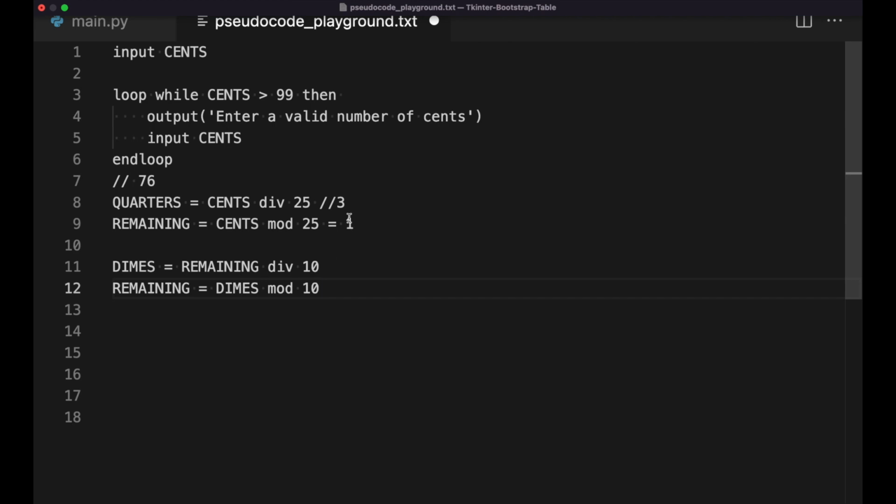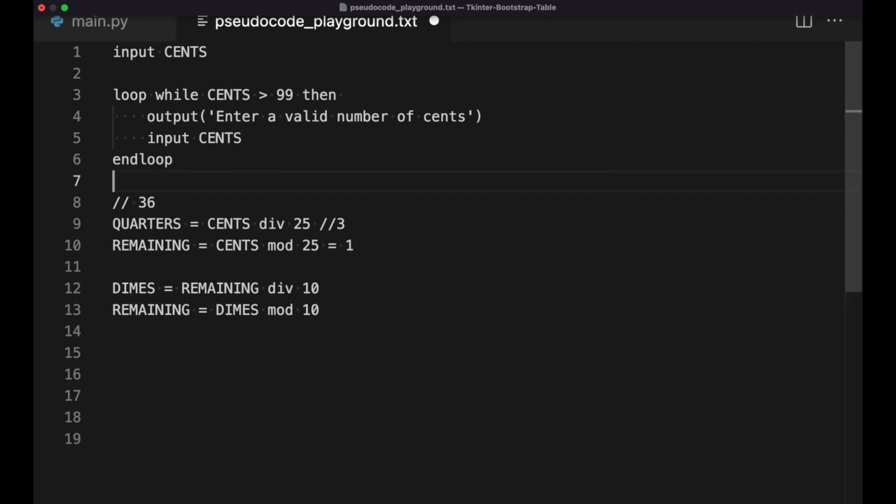Actually, let's switch our example around right here, because this ends really quick. We'd only have 1 extra penny, right? So let's say we have 36, okay? Now, if we have 36 cents, then we would do 36 div 25, which would give us 1. And we would have 9 left over, so remaining would be 9. Then we would have dimes equals 9 div 10, which is just 0, because 10 can't go into 9. And we would have remaining equals dimes mod 10. So we'd have 9 mod 10, which is still 9, actually.